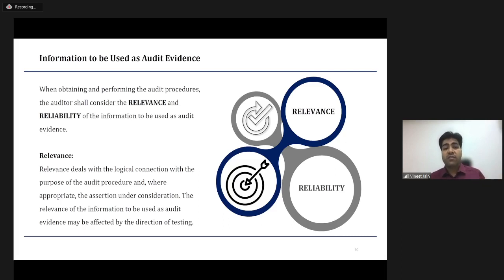So relevance is a very important aspect. Relevance is the connection between the audit procedure and the assertion under consideration, and the relevance of the information to be used as audit evidence may be affected by the direction of testing. So this is what basically relevance means. Then the second aspect of the information to be used as audit evidence is reliability.